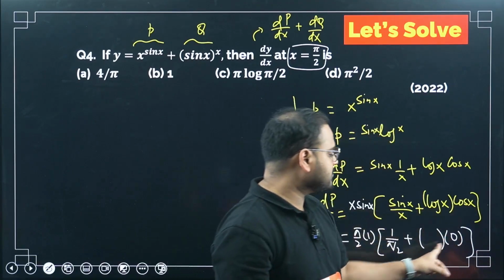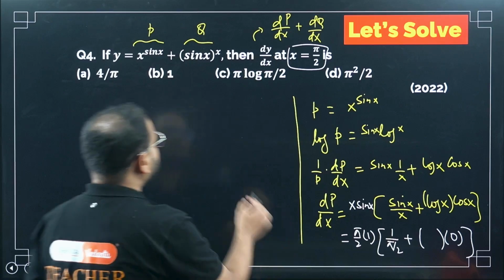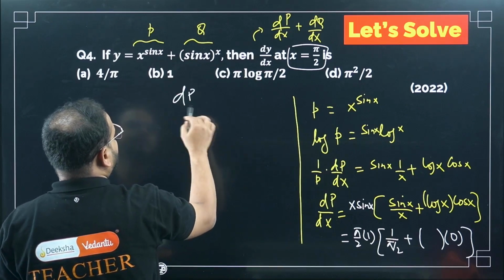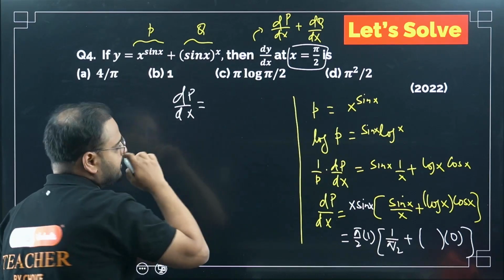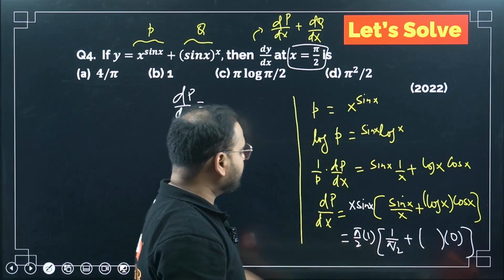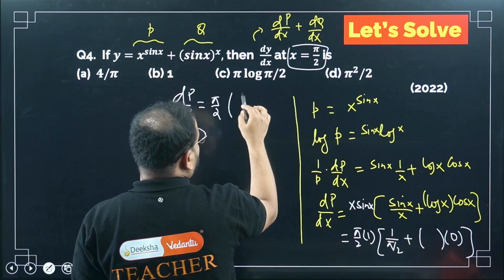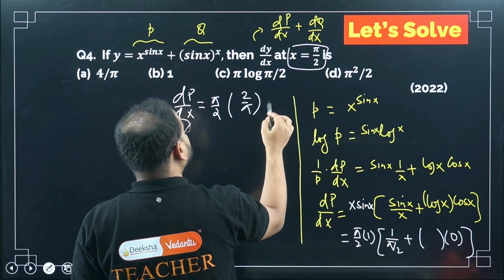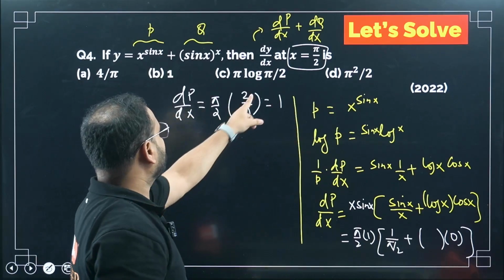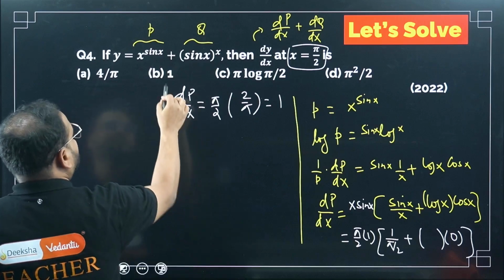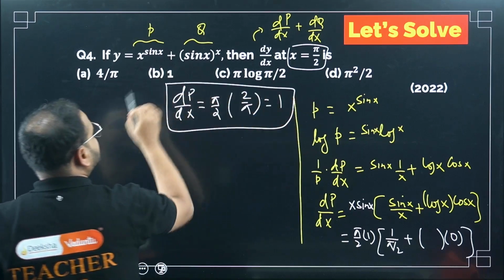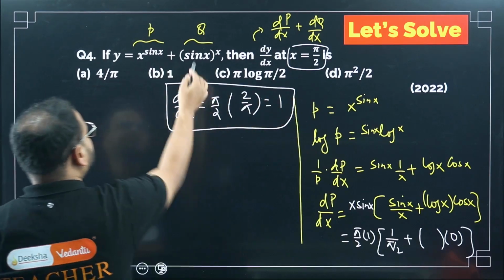Cos pi by 2 is 0, so this will not matter. So I'll have simply dp by dx as pi by 2 times 1 by pi by 2. So pi by 2 times 2 by pi, how much is this? 1. Please check. 2 and 2 cancel, pi and pi cancel. So dp by dx is what? 1. This part is clear. No problem.